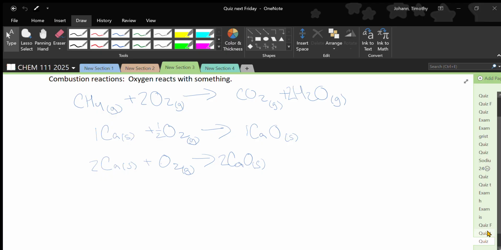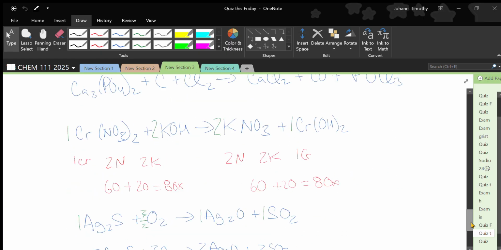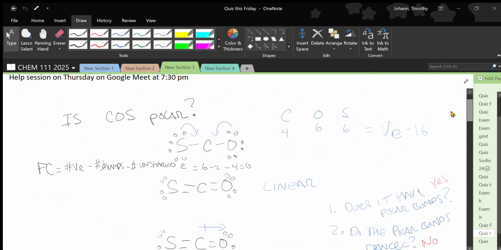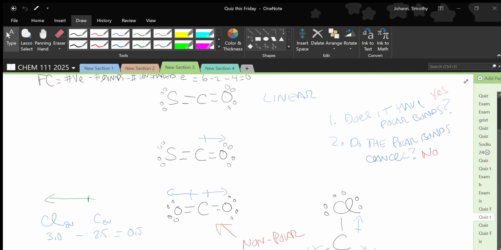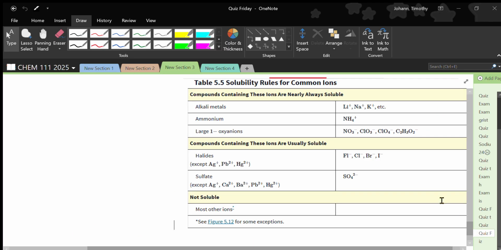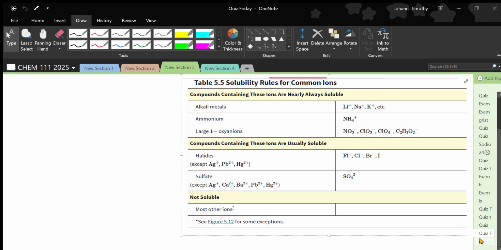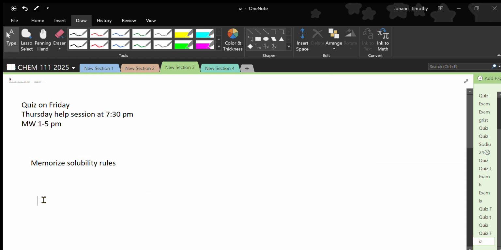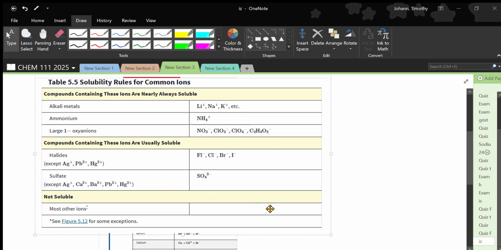No, that's not right. There it is. Okay, so here are solubility rules. Here's the table, but before you look at it and go, oh, I've got to memorize all these different things, it's sort of easier when you use the periodic table, right?